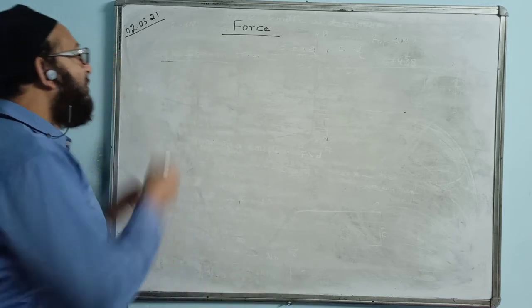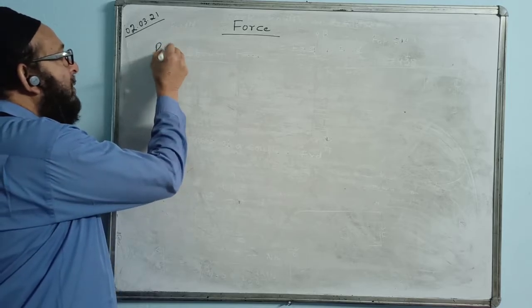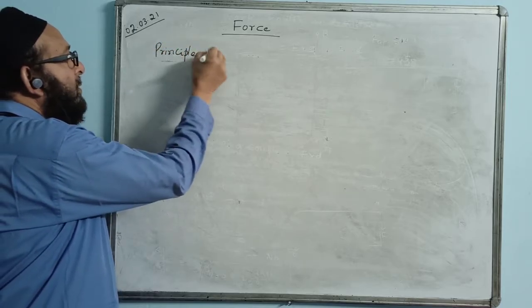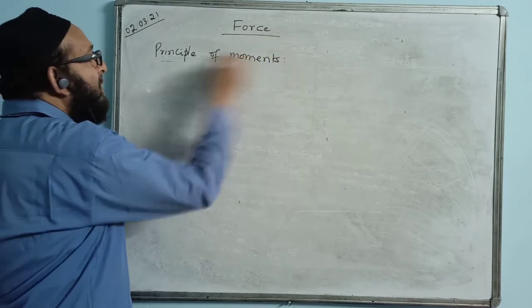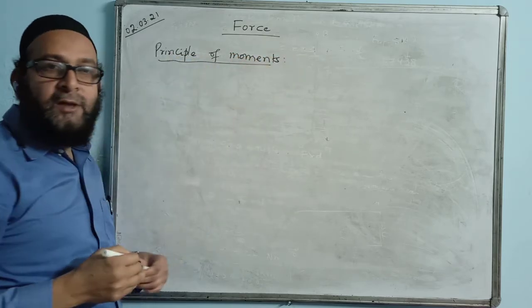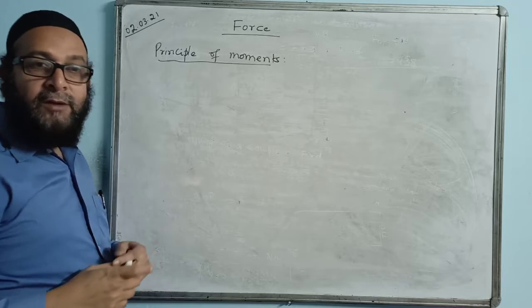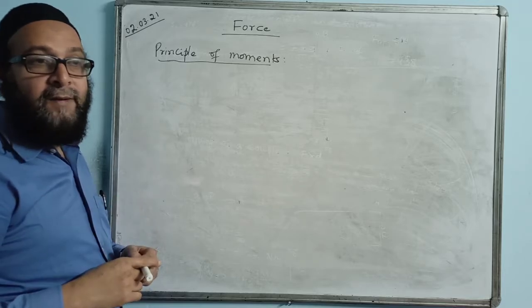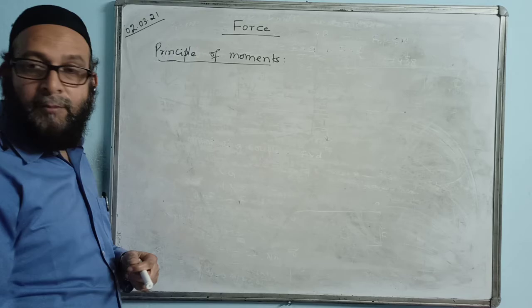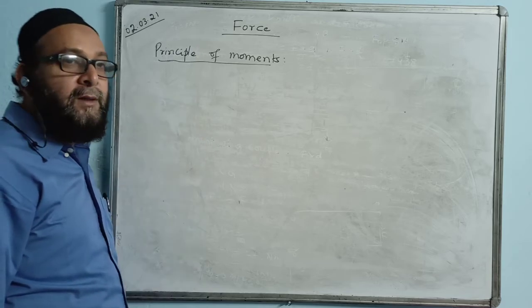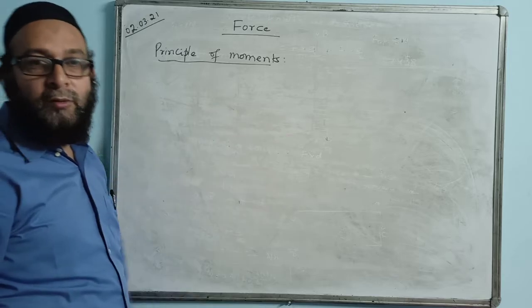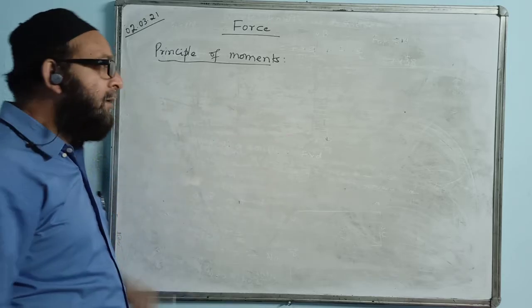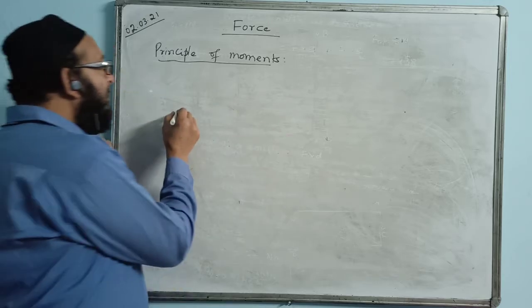Now the next topic is the principle of moments. This one I have already told you indirectly. It states that the resultant moment of all the forces about the pivoted point is zero when the body is in equilibrium. This is called the principle of moments. In other words, the total clockwise moment is equal to the total anti-clockwise moment. For this we have one experiment also.